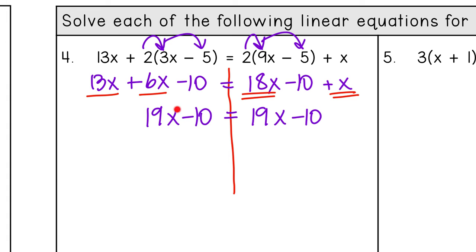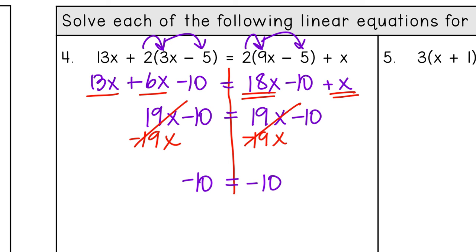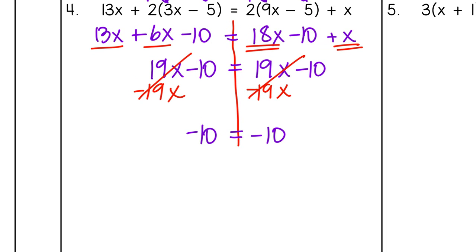So I have x's on both sides. So this one on the right side, I want to move it over to the left. I'm going to do that by subtracting it, which I also have to do to the other side. But it just so happens that it cancels out on both sides and leaves me with negative 10 is equal to negative 10. Well, that's a true statement. I mean, they're the same number, so that's true.